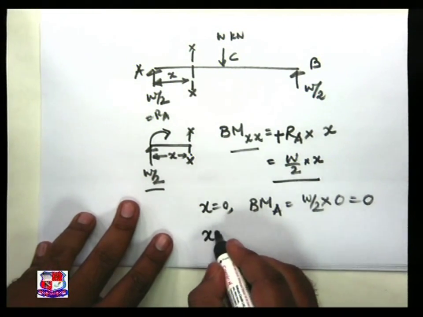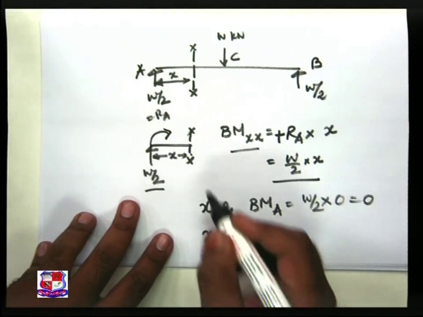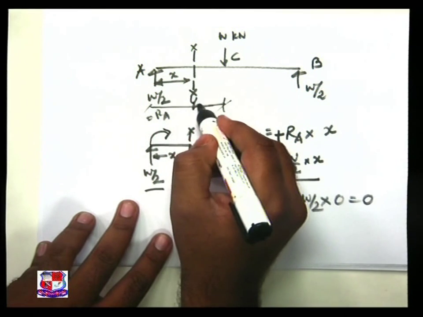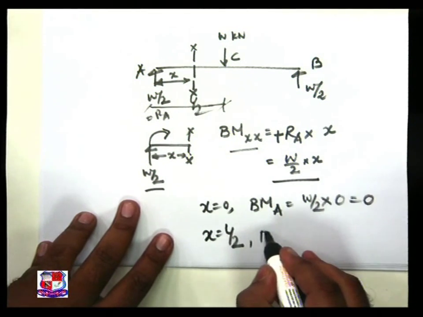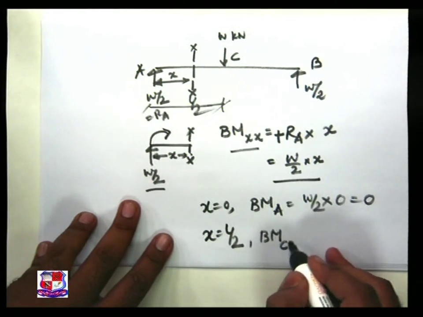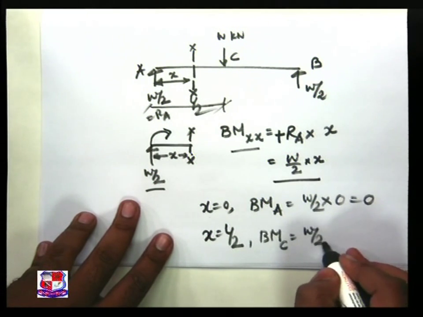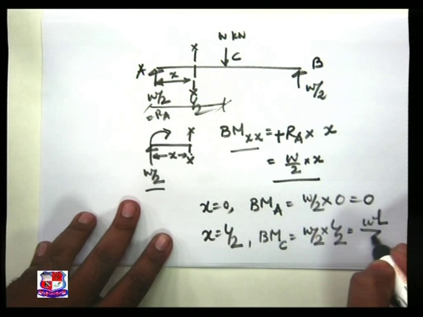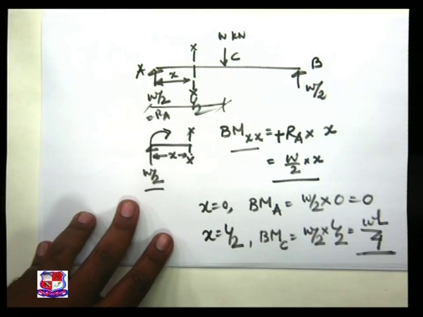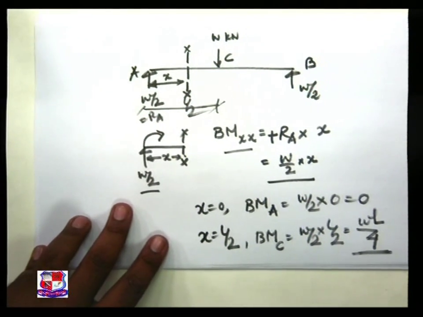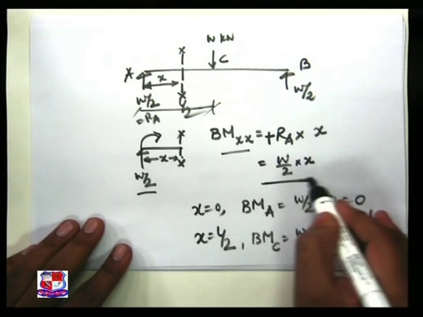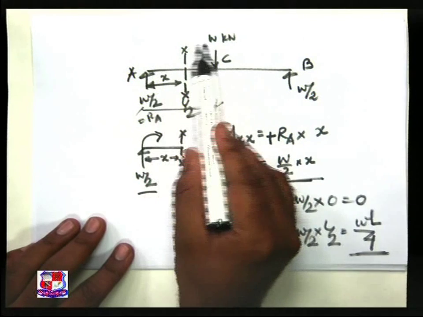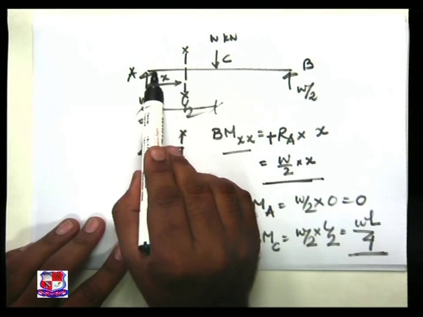If I take X equal to L by 2, because the next point C is at distance L by 2, then the bending moment at C is equal to W by 2 into L by 2, which is WL by 4. So we can visualize from this equation that the bending moment changes linearly from A to C, as there is no load between A and C.